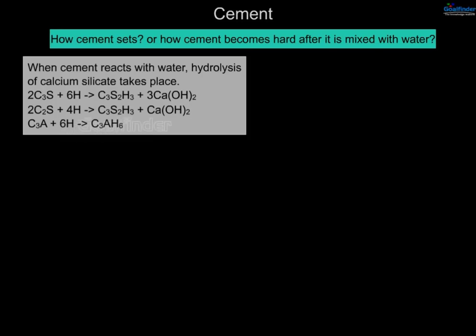The equation of the hydrolysis of calcium silicate is as follows. 2C3S plus 6H changes to C3S2H3 plus 3CaOH2. 2C2S plus 4H changes to C3S2H3 plus CaOH2. C3A plus 6H changes to C3AH6.